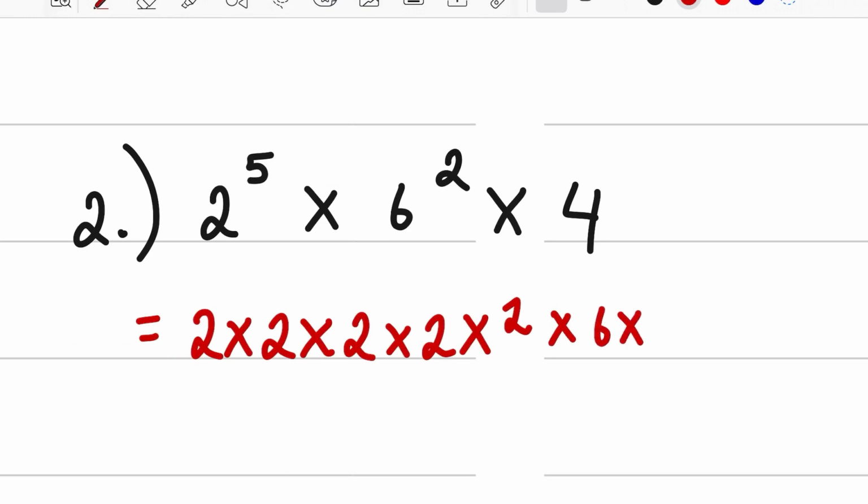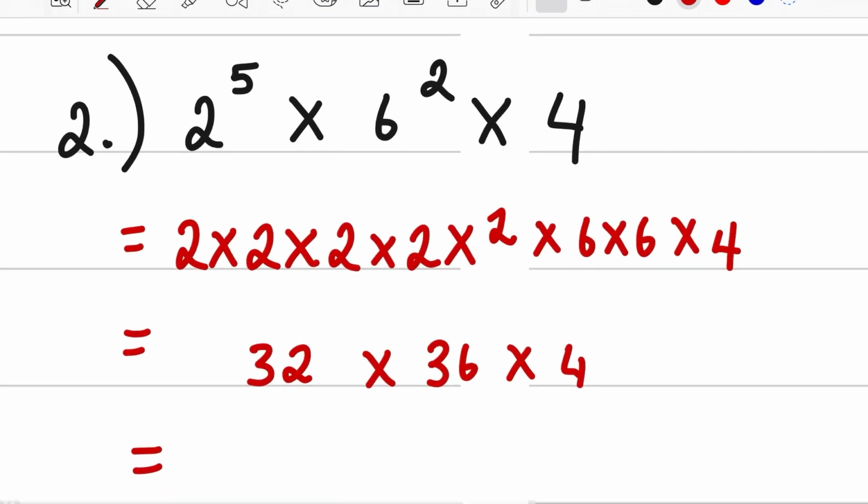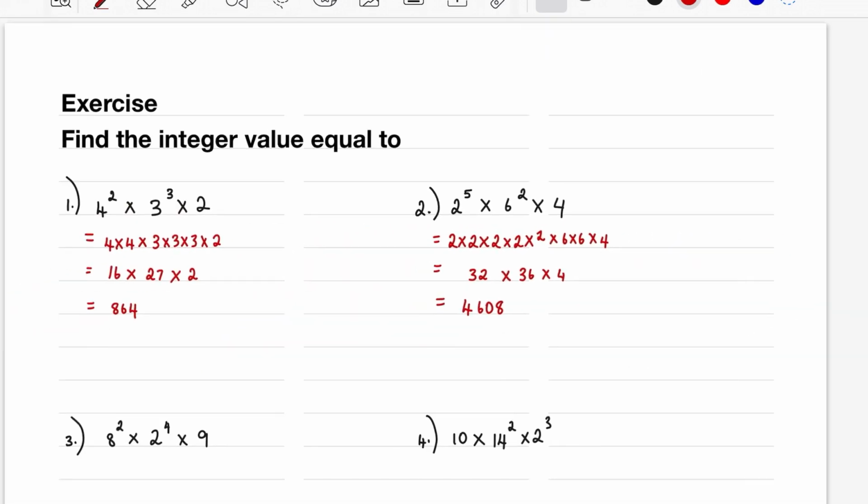And 6 squared is 6 multiplied by 6, and we have multiplied by 4. So 2 raised to the power of 5 we know is 32. 6 times 6 is 36. Then we have multiplied by 4. So 32 times 36 multiplied by 4 is 4,608. So this is your answer for question 2.